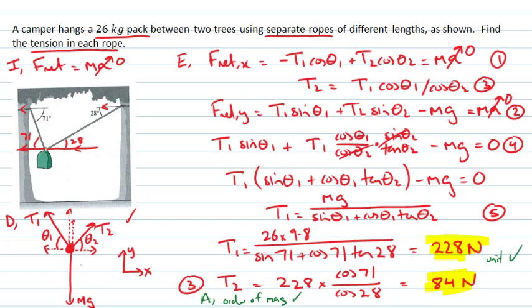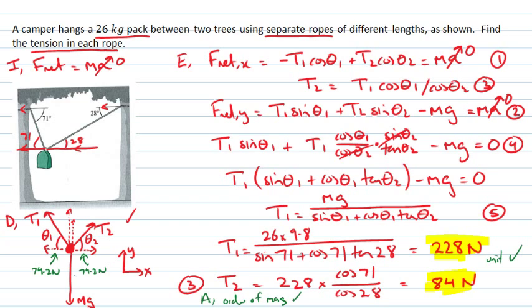We can quickly check the components. If I take 228 and multiply by the cosine of 71, which is the magnitude of this component here, I'll get 74.2 newtons. And if I take 84 newtons and multiply by the cosine of 28, which is the length of this component here, I'll also get 74.2 newtons. So that is good. They balance horizontally. And we can check the vertical one the same way as well.